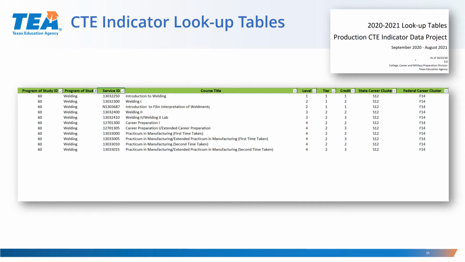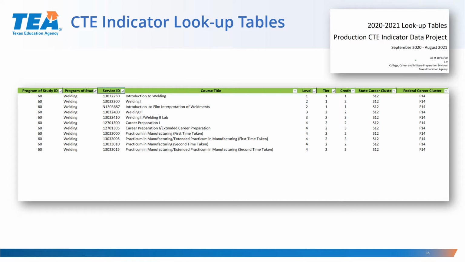In addition to the frameworks, TEA developed a set of lookup tables that contain the critical data element code values required to calculate the CTE indicators. These code-based tables are necessary for developers replicating the CTE logic in their local systems. Your local CTE program teams may also find them helpful. This document will be posted with the technical documentation in the TWEDS website.